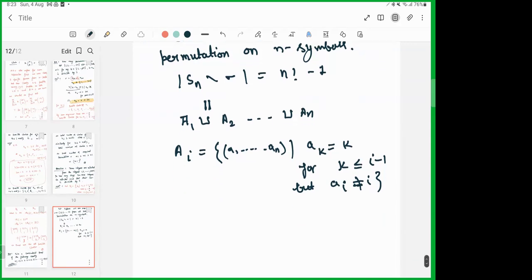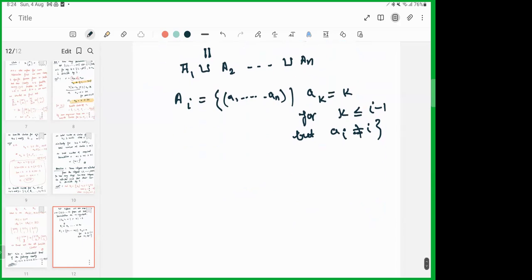So have you got it or not? No, sir. Okay, let me explain. Clearly, what is A1? Let's start with A1. It's a single element. What is that element?